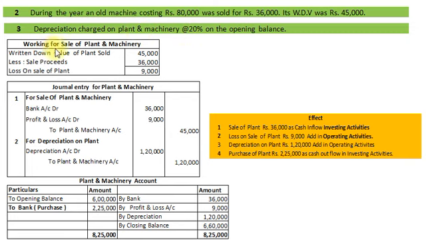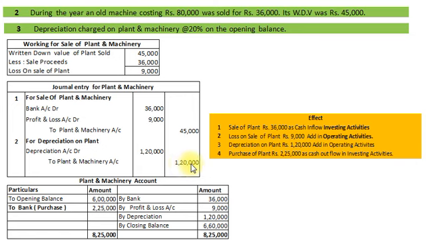Here is the working for sale of plant and machinery. Written down value of plant sold rupees 45,000 less sale proceeds rupees 36,000. So rupees 9,000 is loss on sale of plant. Our journal entry for sale: bank account debit 36,000 rupees, profit and loss account debit rupees 9,000, to plant and machineries rupees 45,000. Now second entry for depreciation on plant: depreciation account debit rupees 1,20,000, to plant and machinery account rupees 1,20,000.